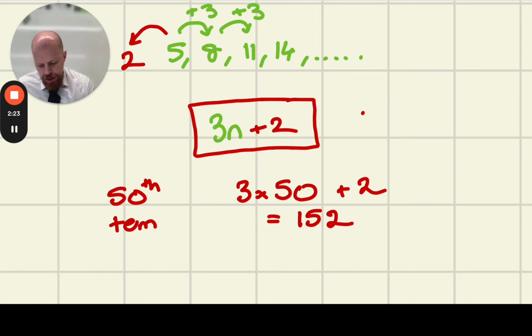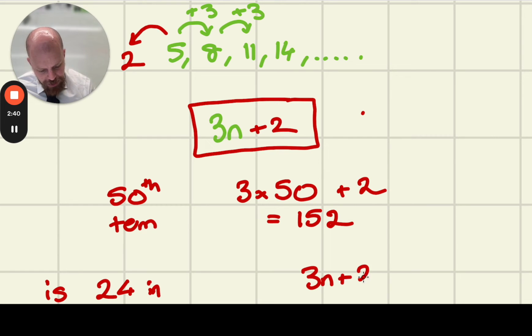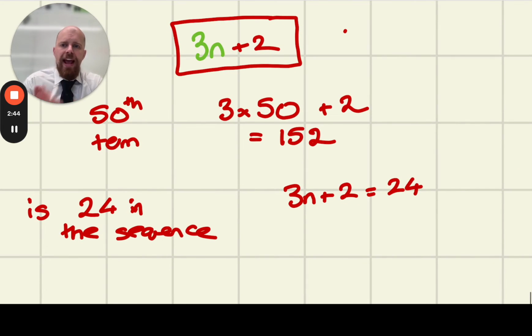Let's say I wanted to know, is 24 in the sequence? Now, obviously, what you could do is you could just count up by 3s each time. But if that number 24 is a bit larger, it might be harder to do. What I'm going to do is I'm going to say that 3n plus 2 equals 24. This is saying that my nth term equals the number that I want. If I get a whole number, then it is in the sequence. If I don't get a whole number when I solve the equation, then it's not in the sequence.